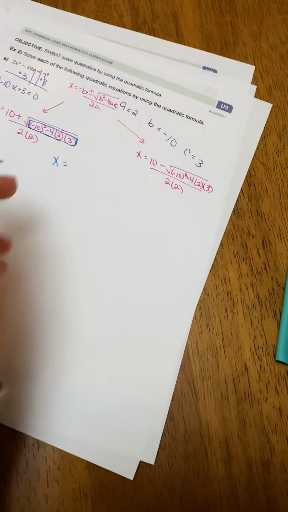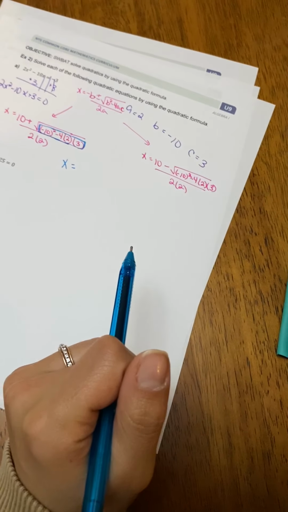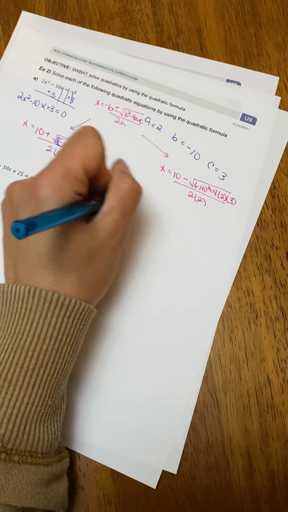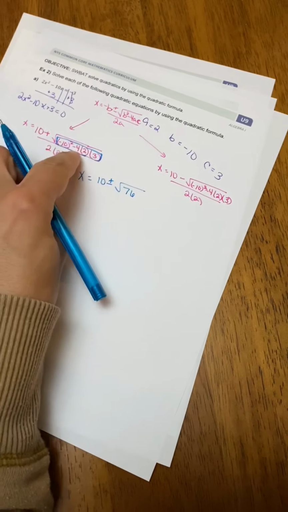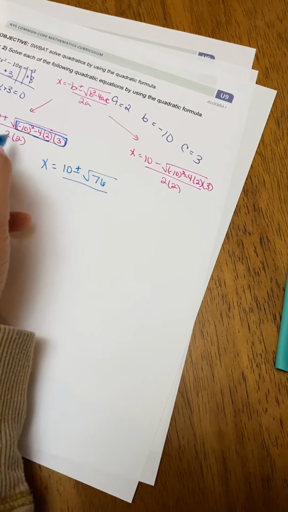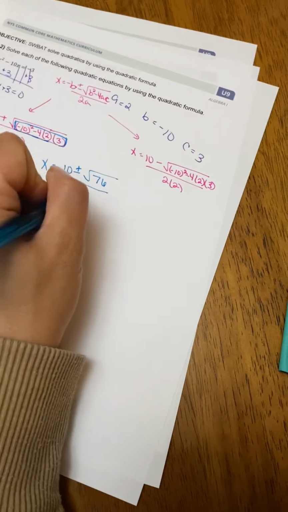x equals, you can even kind of bring back the plus and minus if you want to. So you could do 10 plus or minus. You don't have to write it out 2 times. This is going to be 76, and this is going to be 76 as well. All over 2 times 2 is 4, 2 times 2 is 4.